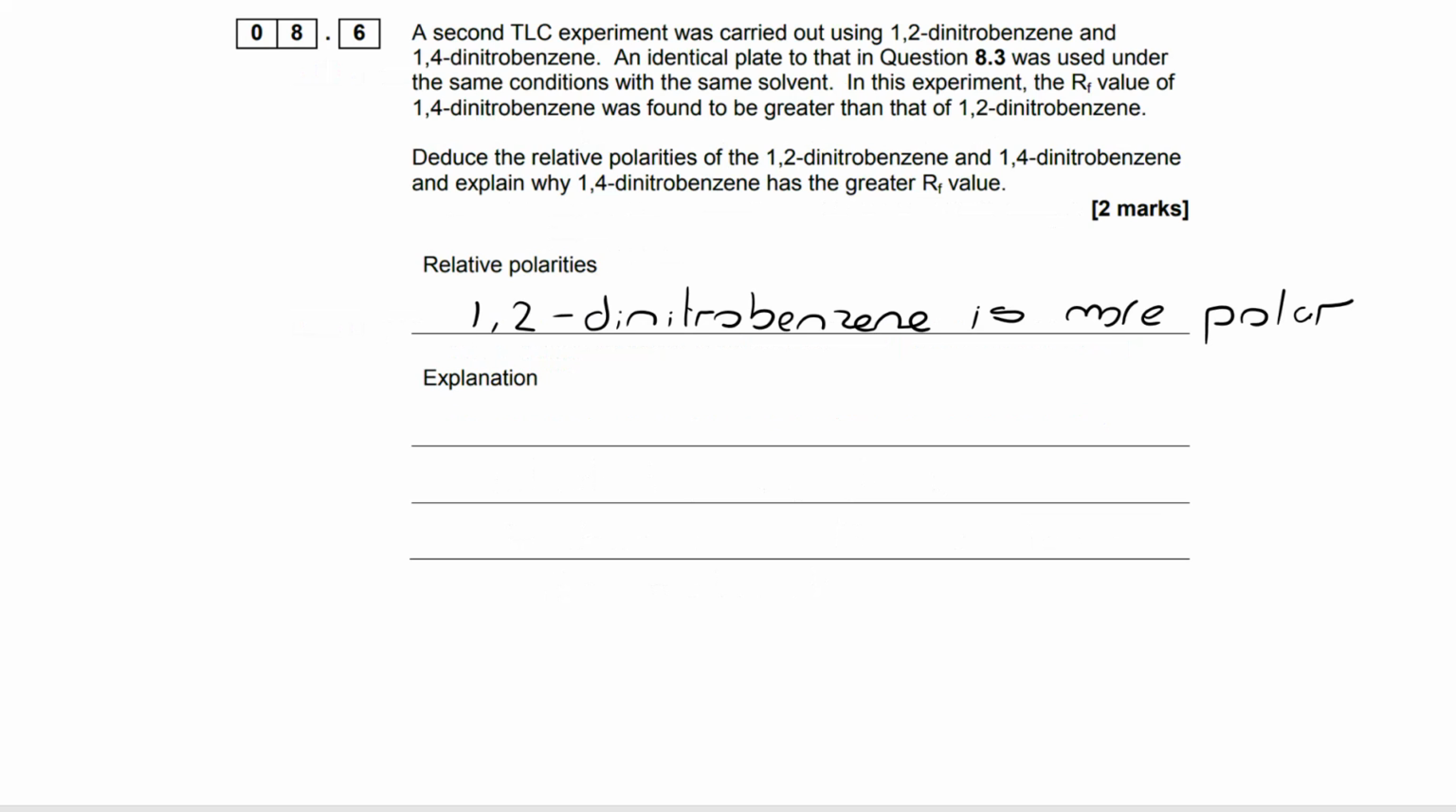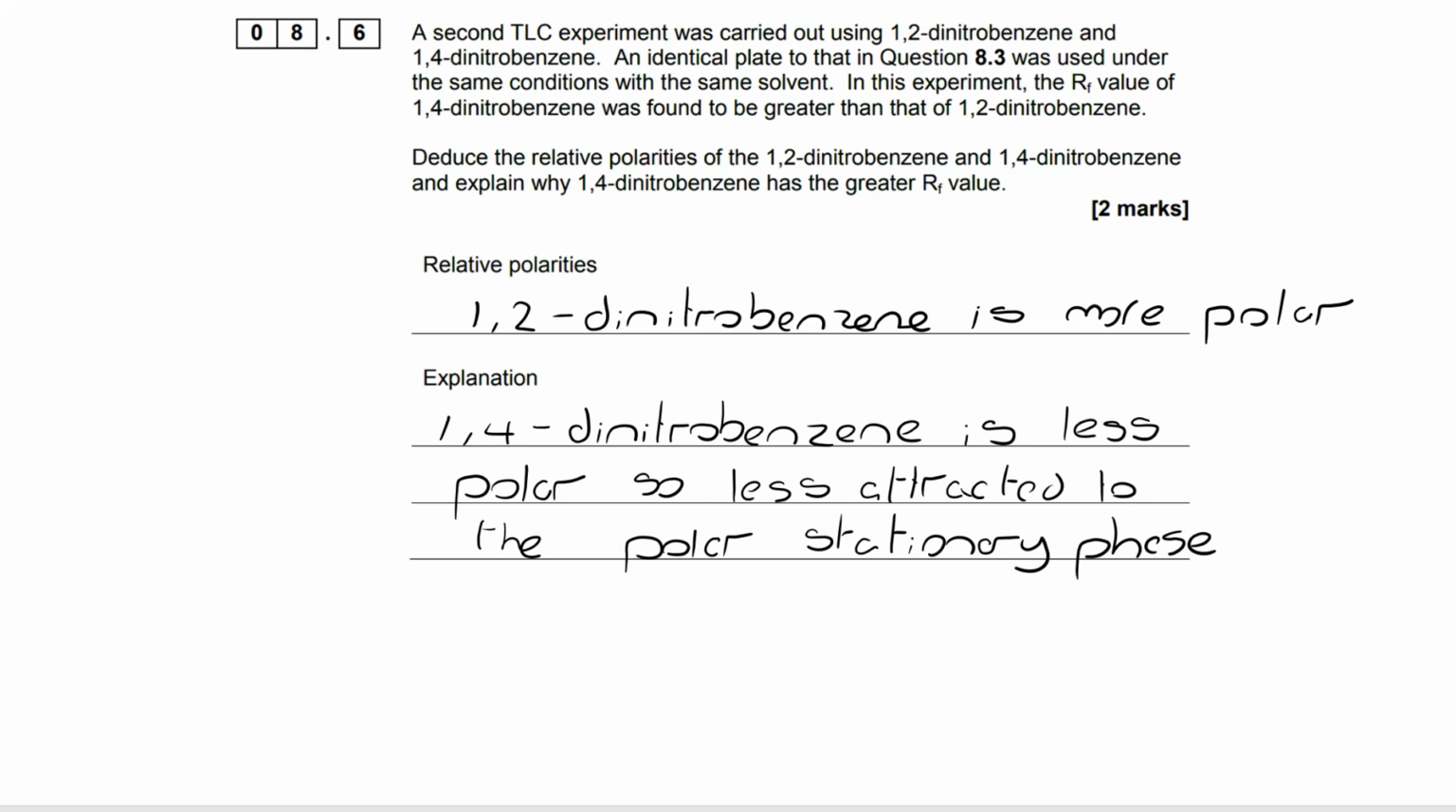So for the relative polarities, 1,2-dinitrobenzene is more polar. Obviously, we need the explanation mark as well. The 1,4-dinitrobenzene is less polar, so it's less attracted to the polar stationary phase. Now that means that the 1,4-dinitrobenzene has got the greater RF value.